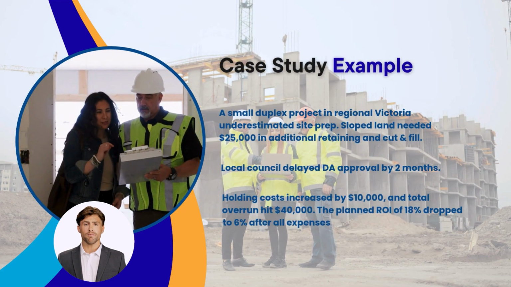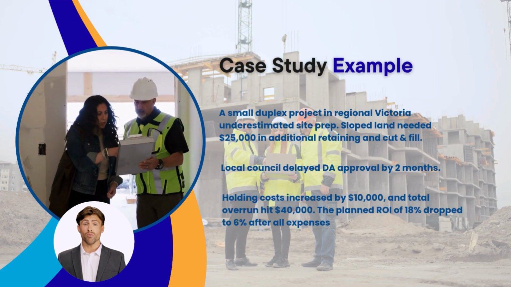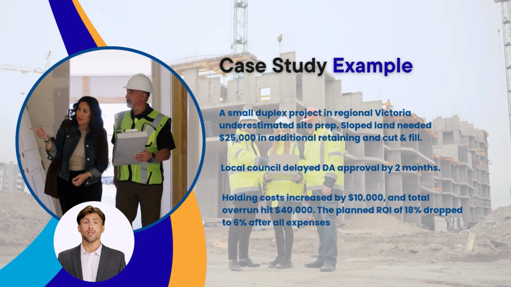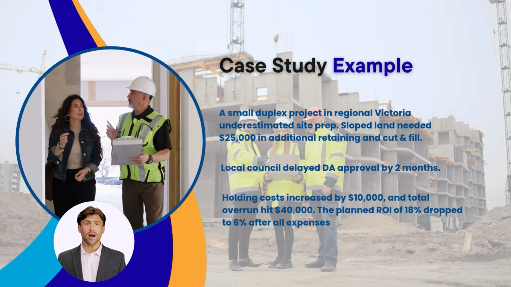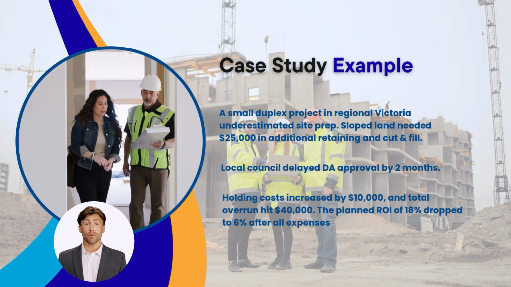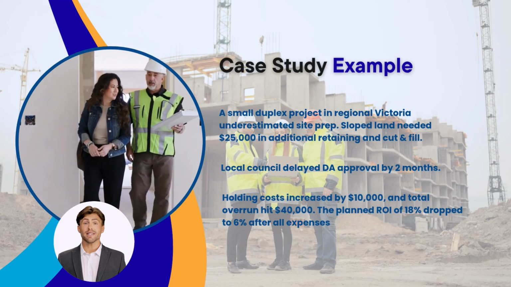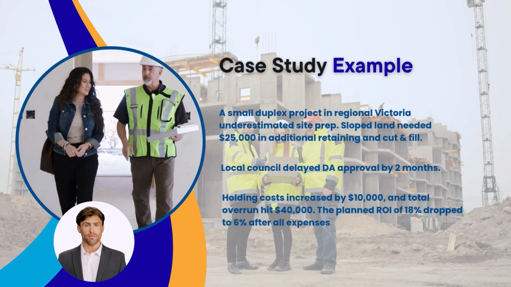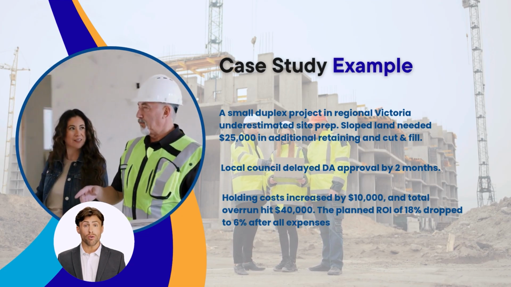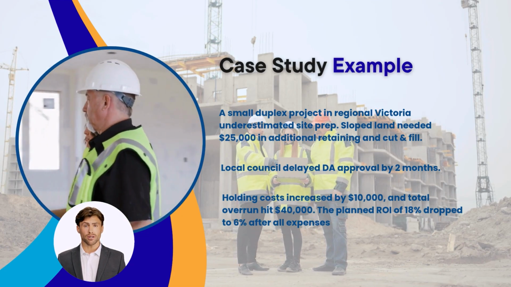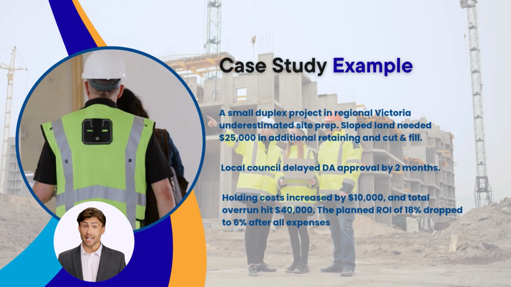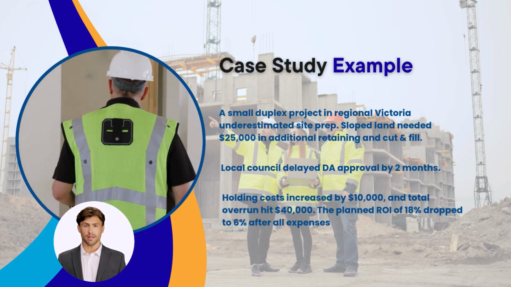Case study example: a small duplex project in regional Victoria underestimated site prep. Sloped land needed $25,000 in additional retaining and cut and fill. On top of this, the local council delayed DA approval by 2 months. Holding costs increased by $10,000 and total overrun hit $40,000. The planned ROI of 18% dropped to 6% after all expenses.